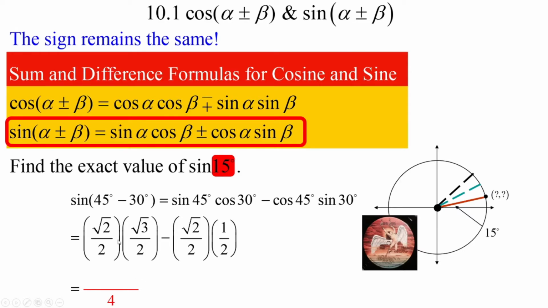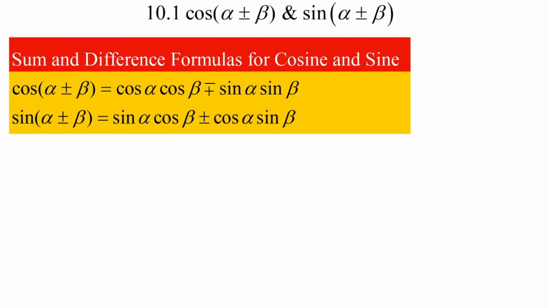And then root 2 times root 3 would be root 6 minus, and root 2 times 1 would be root 2. So the exact answer for sine of 15 degrees is root 6 minus root 2 divided by 4. And that's how we use our sum and difference formulas. Cool stuff, and the opportunity for more exact answers.